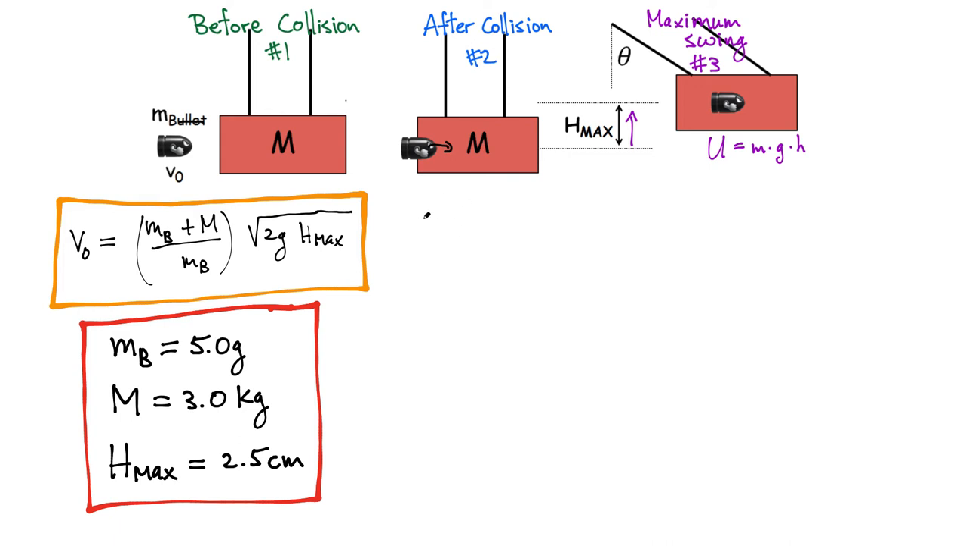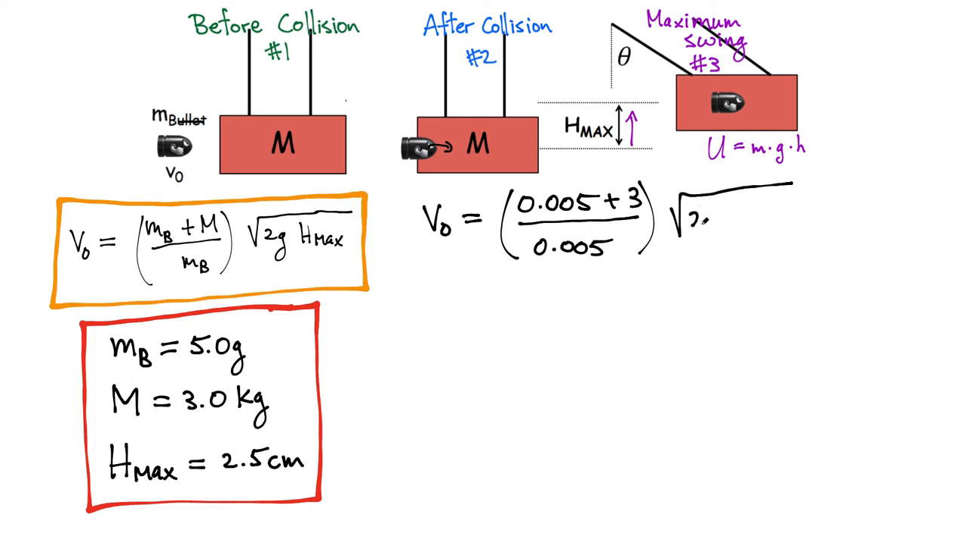So the initial speed of the bullet, just plug and chug. Our first term, again, the mass of the bullet is 5 grams. Convert that into kilograms, plus 3, and divided by the mass of the bullet. Now we have the square root of this entire term: this is 2, little g, we'll just choose 9.8, and again this maximum height, convert that into meters if you want to work in standard units.